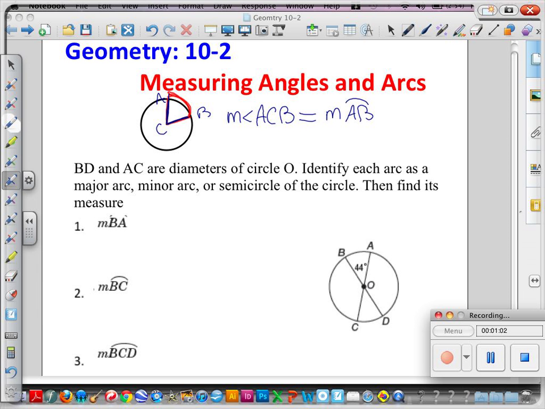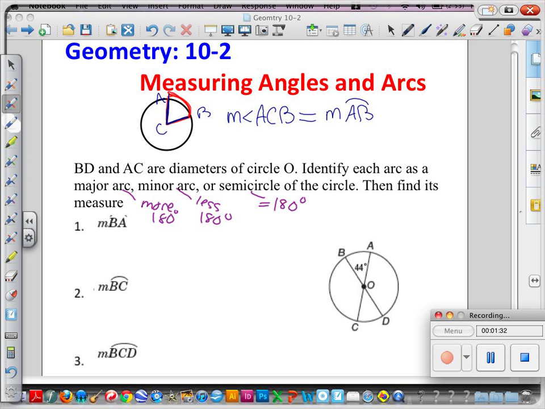BD and AC are diameters of circle O. Identify each arc as a major arc, that would be more than 180 degrees. You learned that in the reading. Minor arc would be less than 180 degrees, or a semicircle, which would be equal to 180 degrees. Then find its measure. So we've got to identify the arc, and then we've got to find the degree measure.